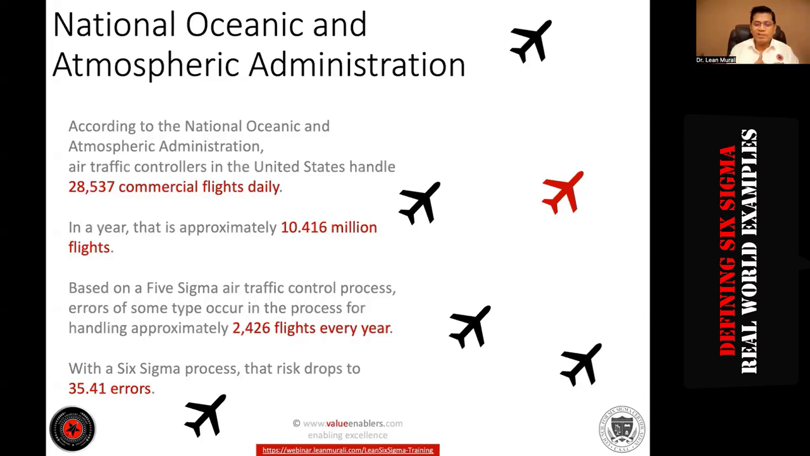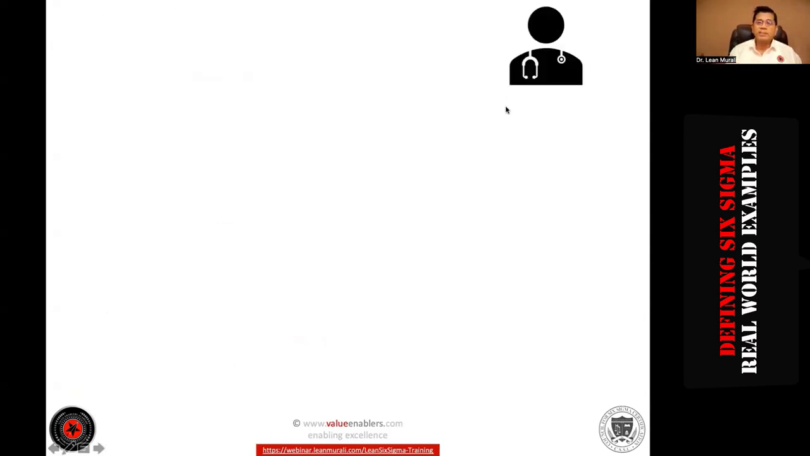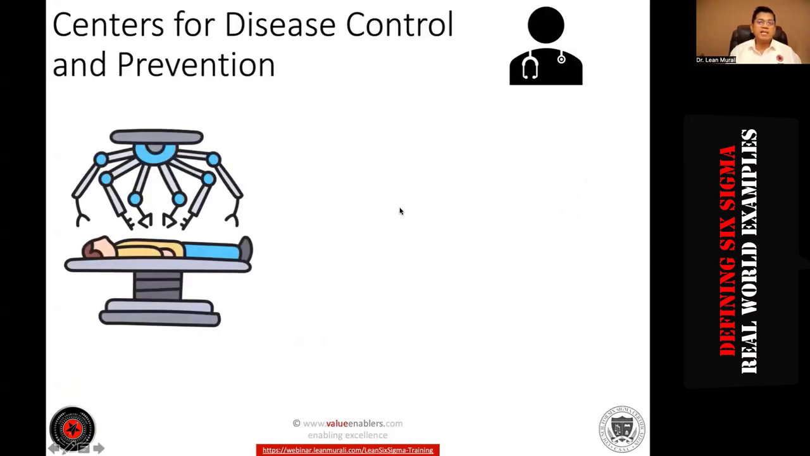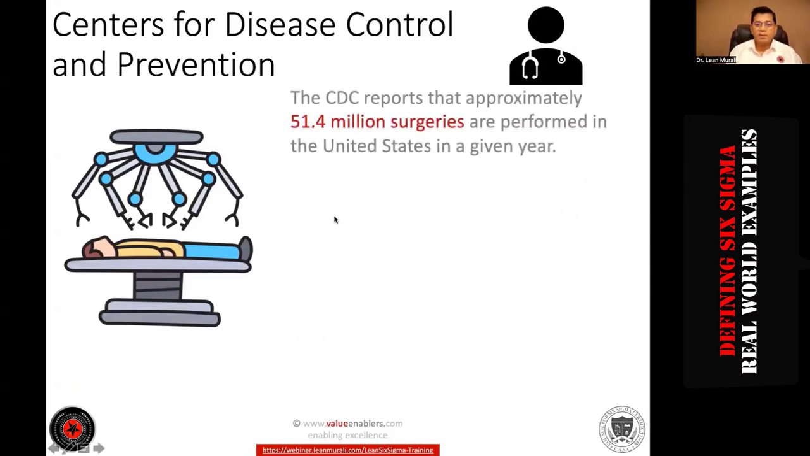Let me also draw some inspiration and give you the next example. This is the Center for Disease Control and Prevention. The CDC reports that approximately 51 million surgeries are performed in the United States in a given year. 51.4 million surgeries.